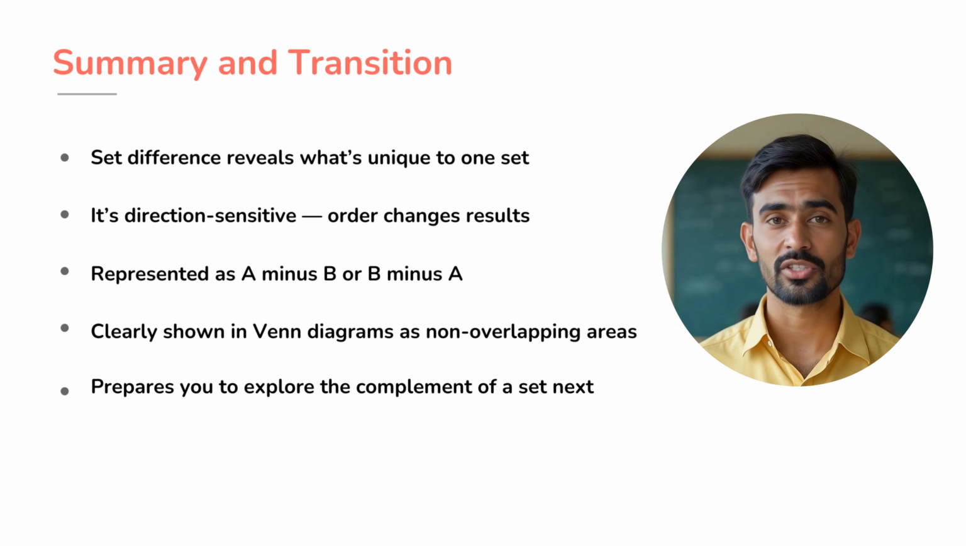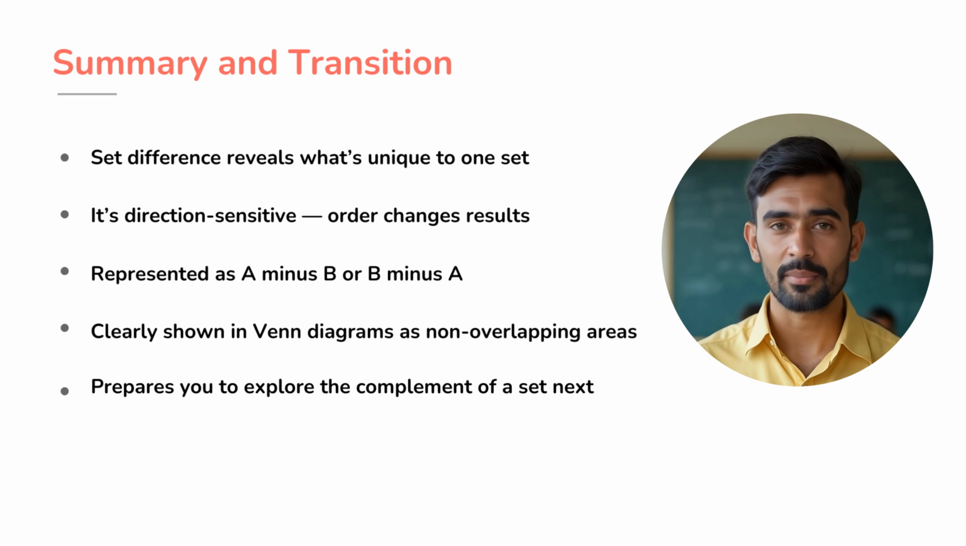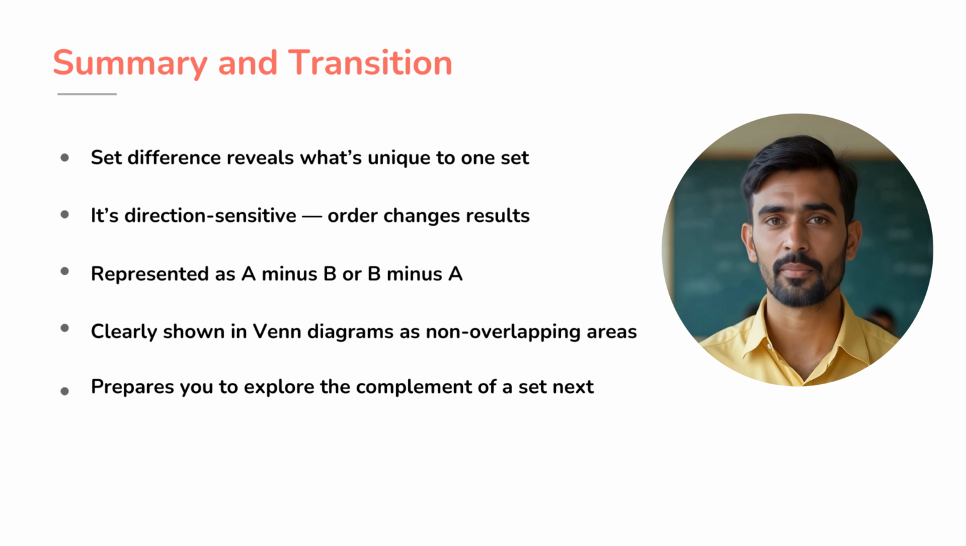Set difference shows what's unique to one set. A minus B gives elements in A but not in B. B minus A gives elements in B but not in A. Order is important. The results change depending on direction, visualized in Venn diagrams by shading the non-overlapping part.